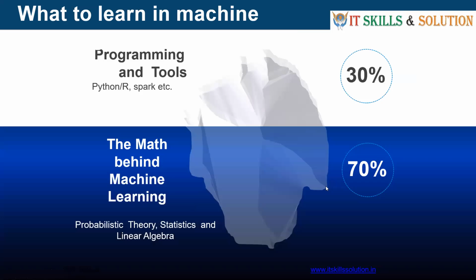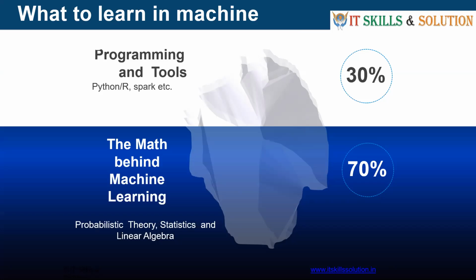Okay, so what to learn in machine learning? This is the main thing which I want to make you understand. You can see everywhere, if you go on Udemy, you can buy a course, or on some other platform, you can see machine learning in 30 days, machine learning in 45 days, machine learning in 40 days, or machine learning in 20 days.